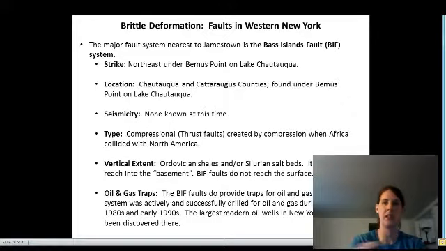They're contained within a middle section. It does provide traps for oil and gas. They were actually successfully drilled in the 80s and 90s, and the largest modern oil wells in New York have been discovered there.